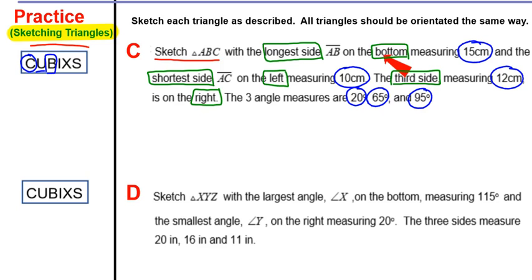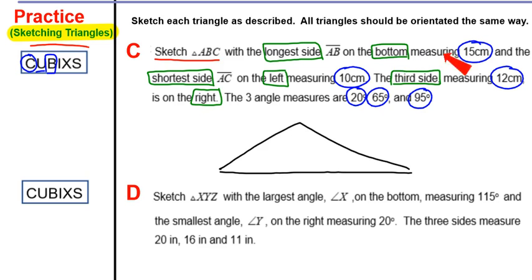All right, let's start with sketching the triangle with the longest side AB on the bottom. I think that's probably the easiest, so we'll put the longest side on the bottom, and that means the other 2 sides are going to be there. And from our side numbers, we have 15, 12, and 10. Of those 3 numbers, which one is the longest? And that would be the 15. So we're going to put 15 centimeters on the side on the bottom.